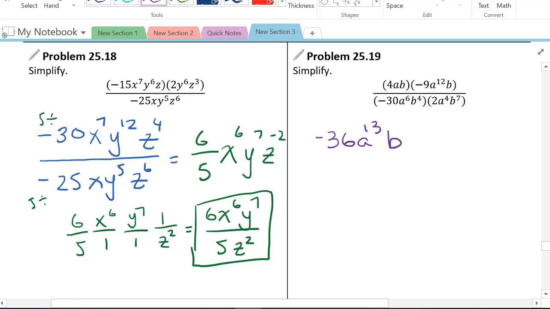That's going to be, we add, right? B1 times B1 is 1 plus 1. So it's B to the second. Divide by, that's going to be negative 30 times 2, which is going to be a negative 60. And then it's going to give us a to the 6 plus 4, which is a to the 10. And then b to the 4 plus 7, which is 11.